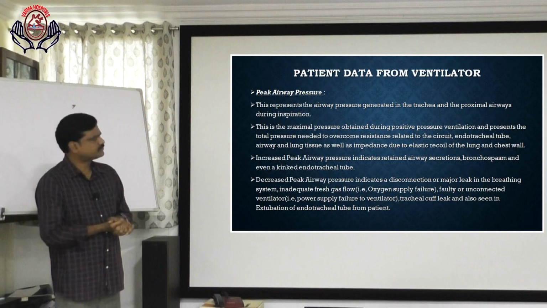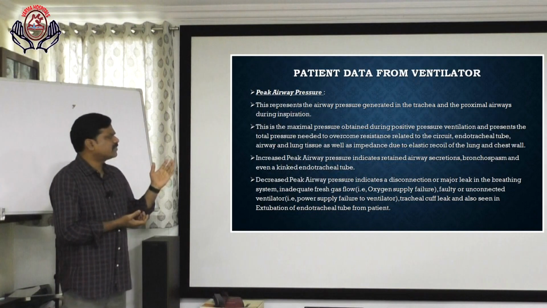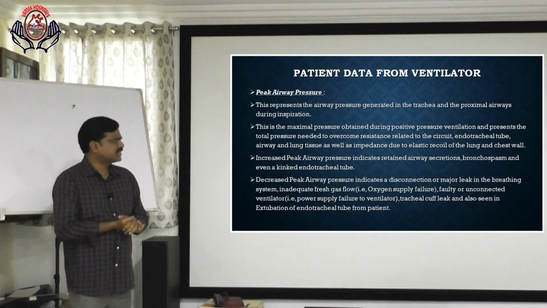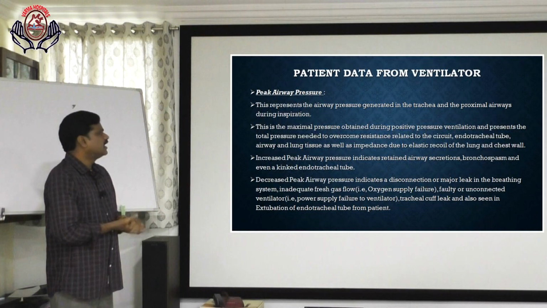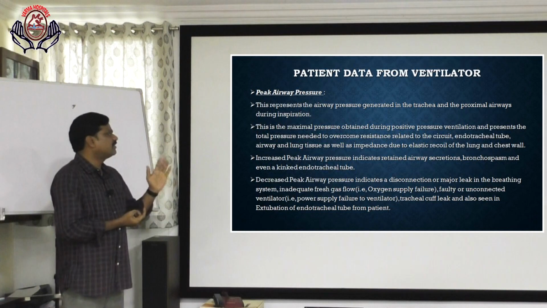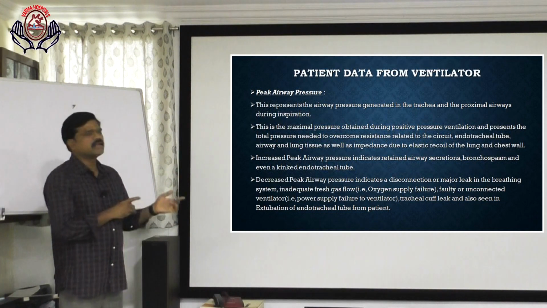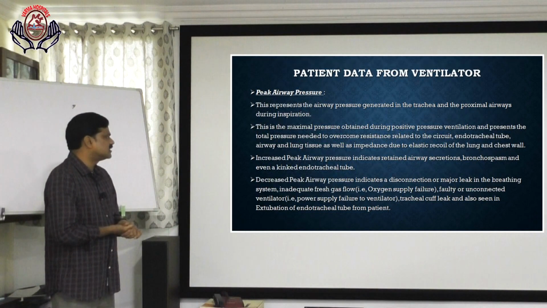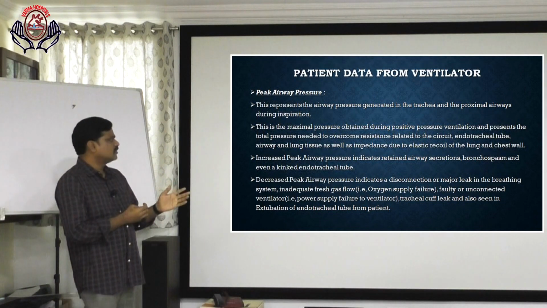Increased peak airway pressure indicates retained airway secretions, bronchospasm and even a kinked endotracheal tube. Decreased peak airway pressure indicates a disconnection or a major leak in the breathing system, inadequate fresh gas flow, i.e.